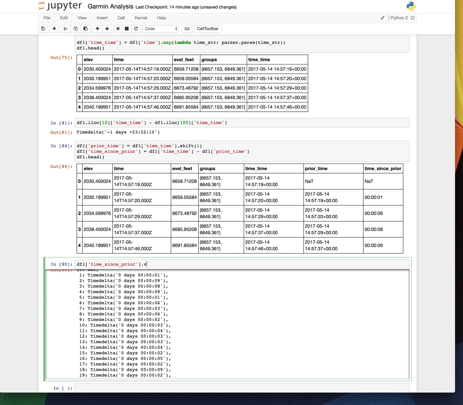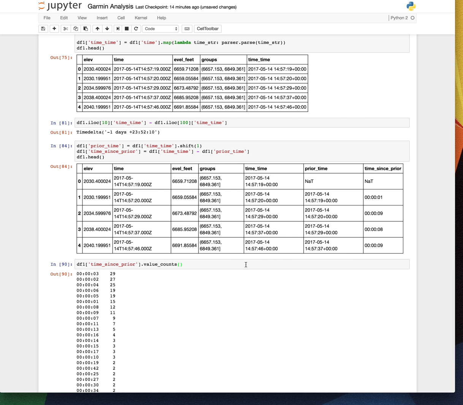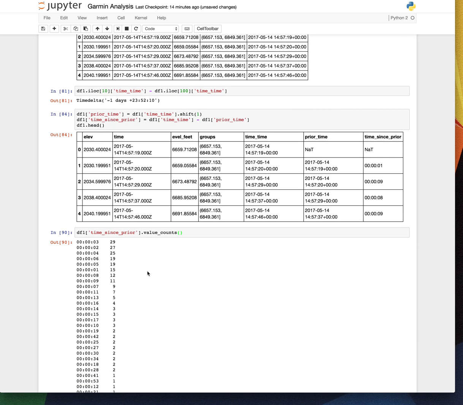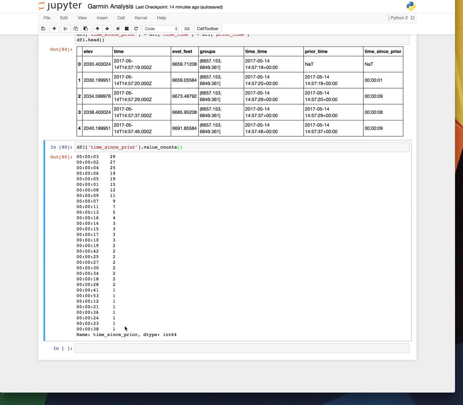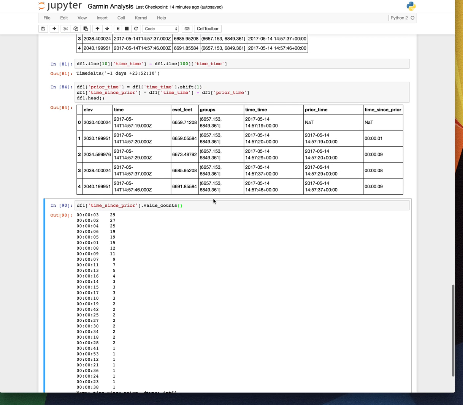And let's think about this. Value counts. This is going to be kind of stupid, but maybe not. Value counts essentially gives you sort of a histogram output. So df1 time since prior value counts: there were 29 instances where it was 3 seconds, 27 where it was 2 seconds, 38 seconds. So if you look at the distribution of the time between pings, that's actually kind of neat.